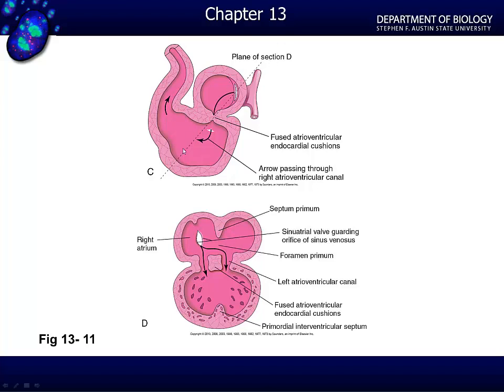Now, if we take another plane of section through and look at that cut view, this is more familiar with what we're looking at. Instead of looking at a side view of the fused cushions, now we're looking dead on, as if this were coming straight at you. And this is that solid column of tissue, and now we have divided the right versus the left atrioventricular canal. I think you can also envision this is where we're going to form our valve leaflets and those cusps from the lateral portion of the AV region as well as from this fused portion of our endocardial cushions.